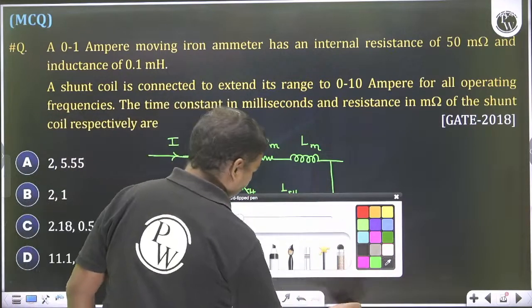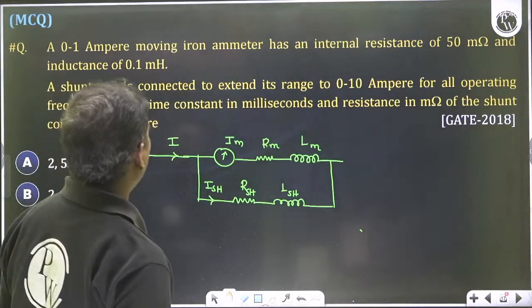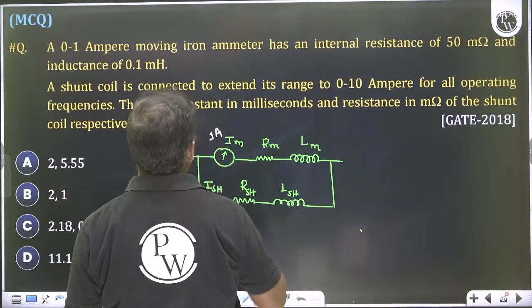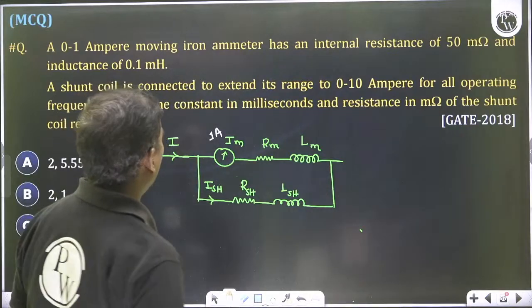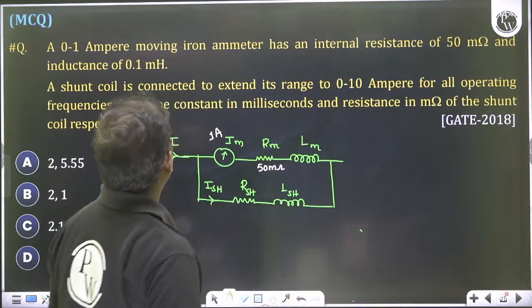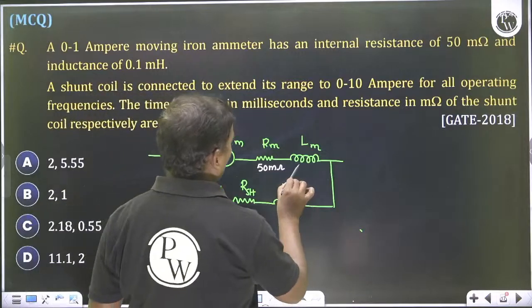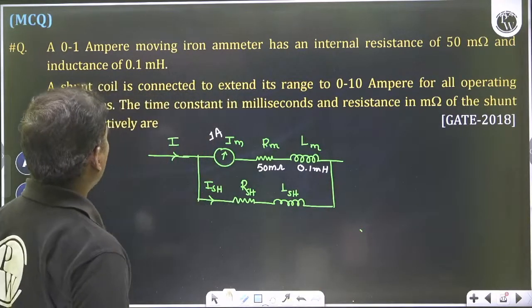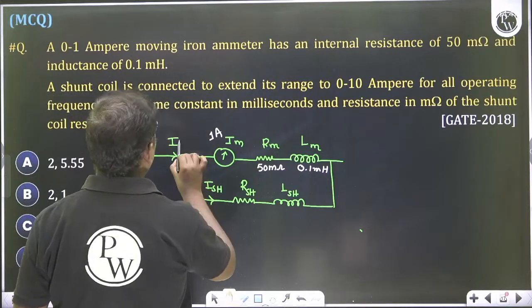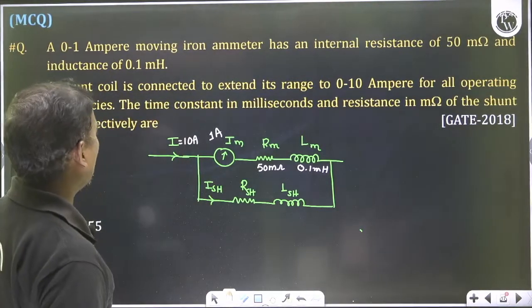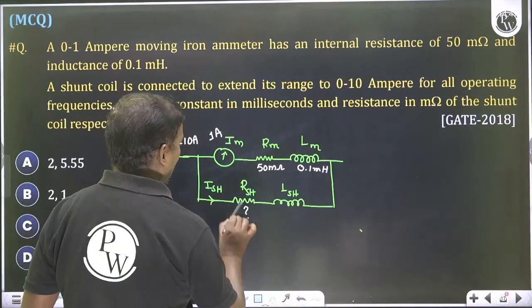Let us see now. A 0 to 1 ampere moving iron, so this is 1 ampere. Has an internal resistance of 50 milliohms, this is 50 milliohms. And inductance of 0.1 millihenry, this is 0.1 millihenry. Next, a shunt coil is connected to extend its range to 0 to 10 amperes, so this is 10 amperes. For all operating frequencies, the time constant is asked and the shunt resistance is asked.